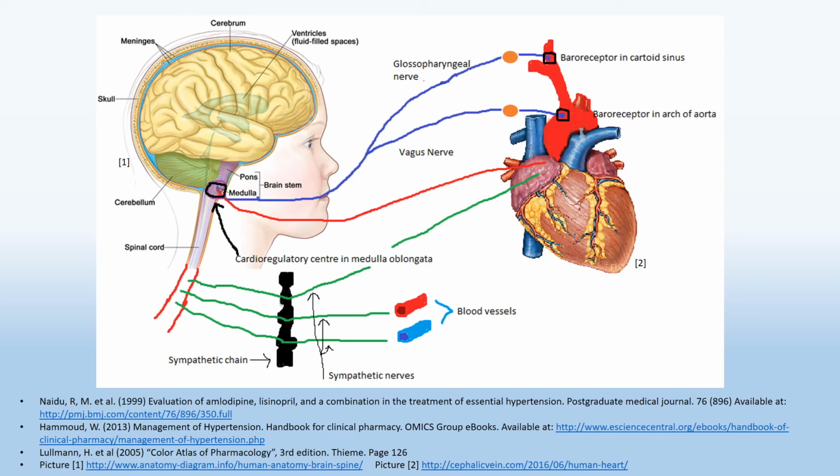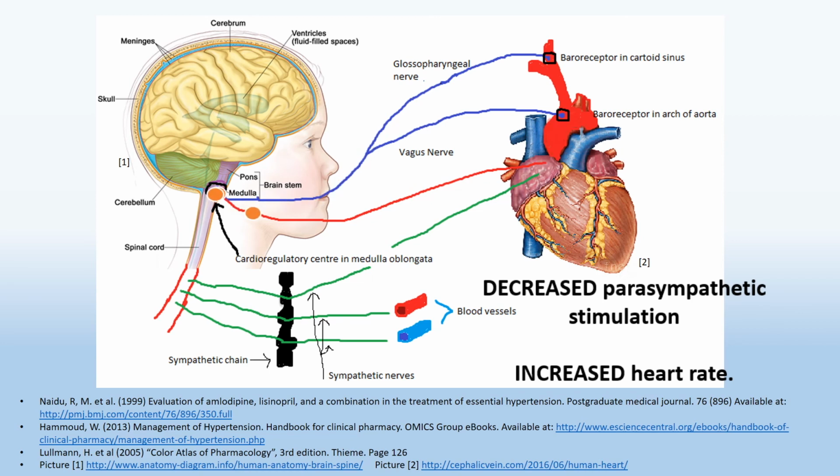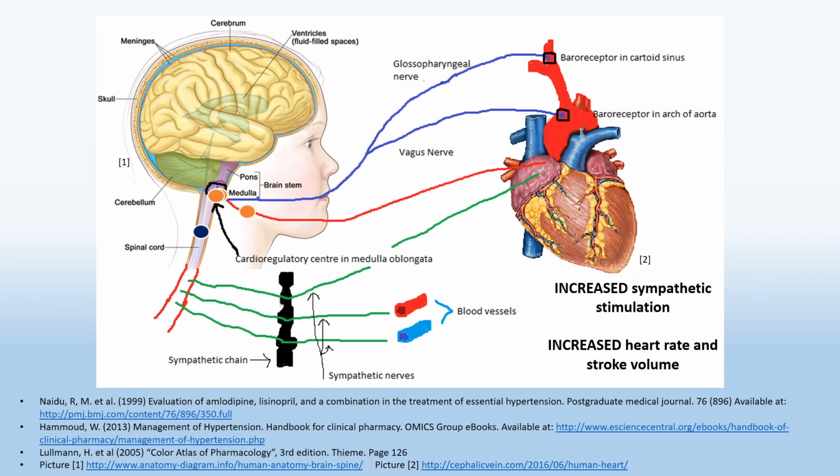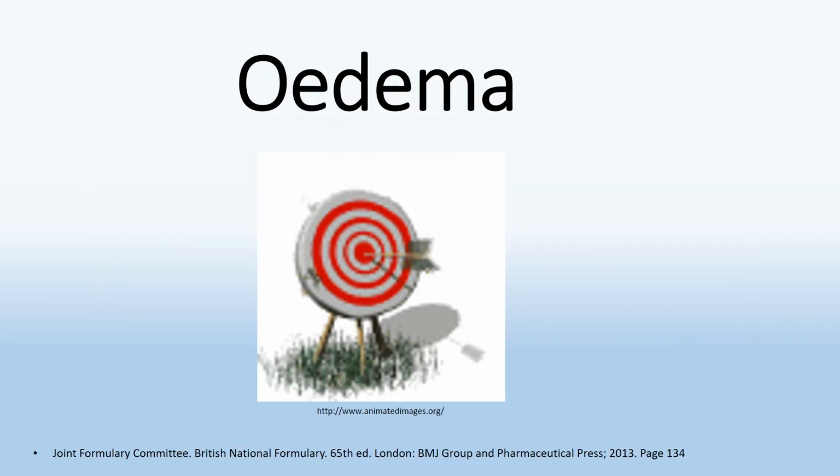As a result of decreased stimulation from the baroreceptors, the cardioregulatory center decreases parasympathetic stimulation to the heart, which increases the heart rate. The cardioregulatory center also increases sympathetic stimulation to the heart, which increases heart rate and stroke volume. Contrary to this, the extended release formulation of nifedipine does not show the same reflex response, and therefore it is a safe antihypertensive drug. Another secondary on-target effect of nifedipine is oedema, which is caused by forces that drive fluid in and out of capillaries.